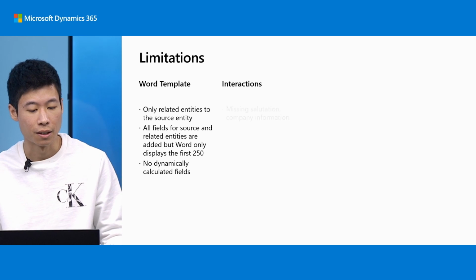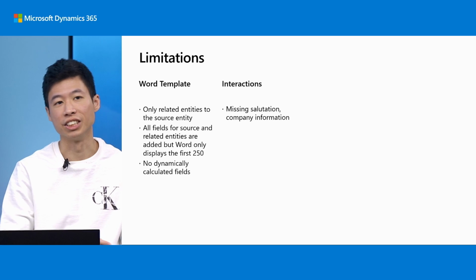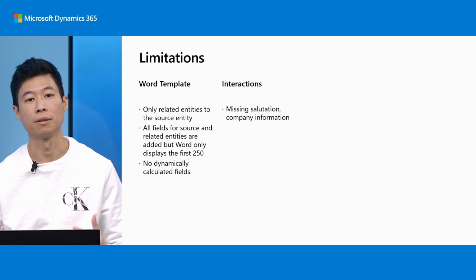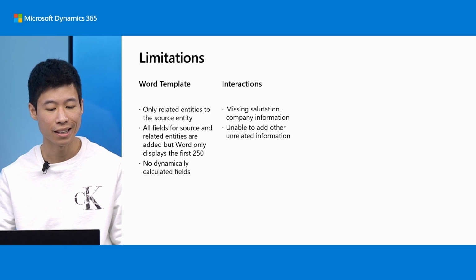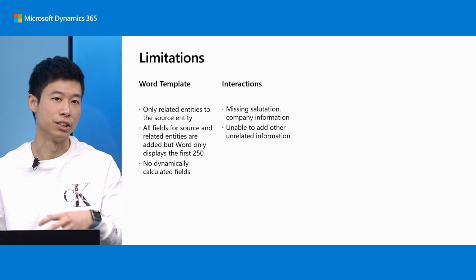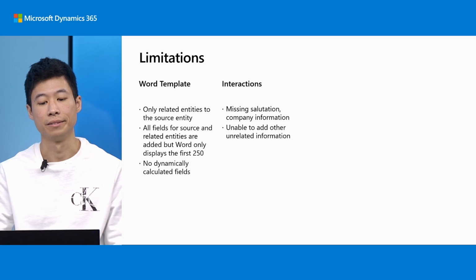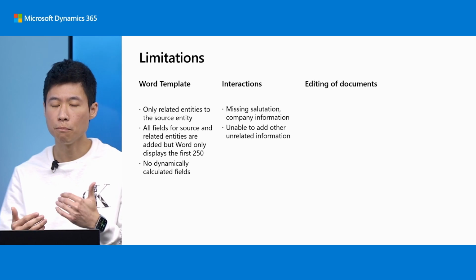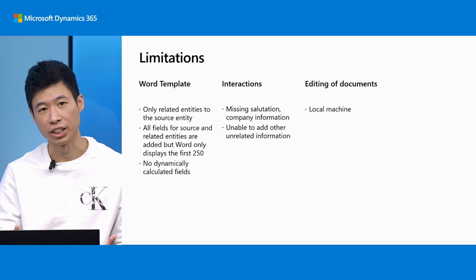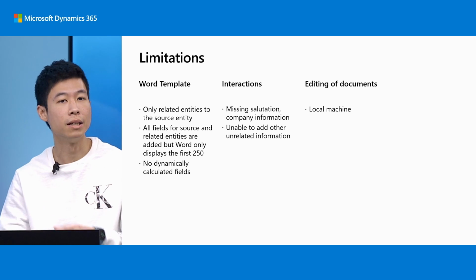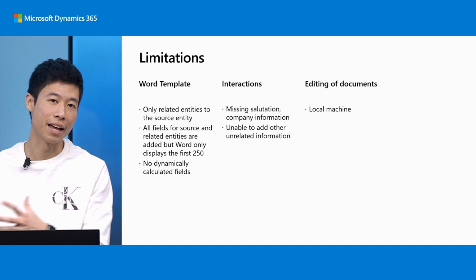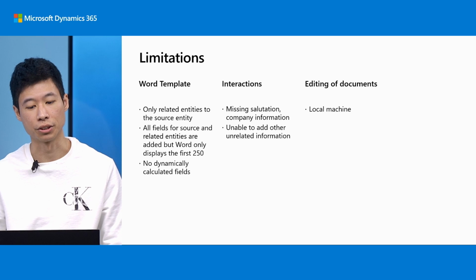With interactions, we're currently missing salutations and company information. This is something that comes from on-prem, and we're trying to bring back feature parity. And you're unable to add other unrelated information that is not related to your document. And when you have to edit documents, you need to download a file to your local machine, open that up, for example, in Word, PowerPoint, or Excel, make those edits, and then put them back into Business Central.